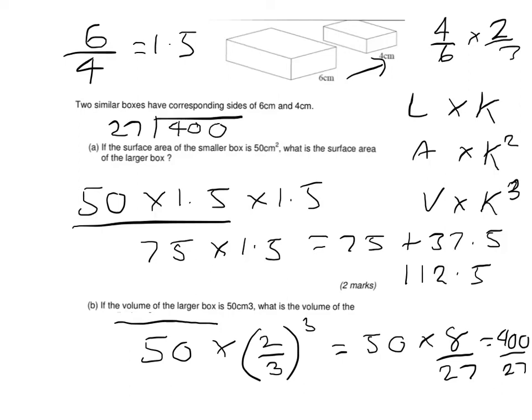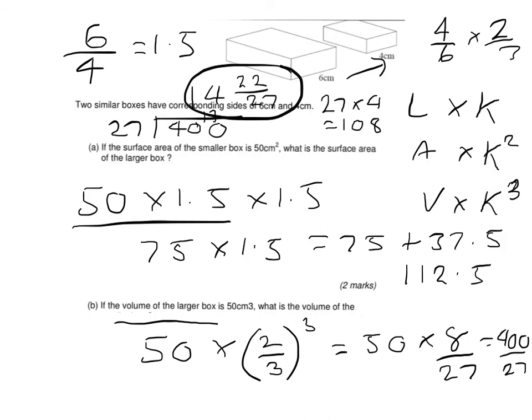So how many 27s go into 40? 1. We will have 13 over, so we now have to see how many 27s go into 130. Well, 27 times 4 gives me 108, so it's 14. And if it's 108, that leaves 22 remainder. So it's 22 from 27. So as a whole number then, our answer is 14 and, well, as a mixed fraction, 14 and 22 27ths.